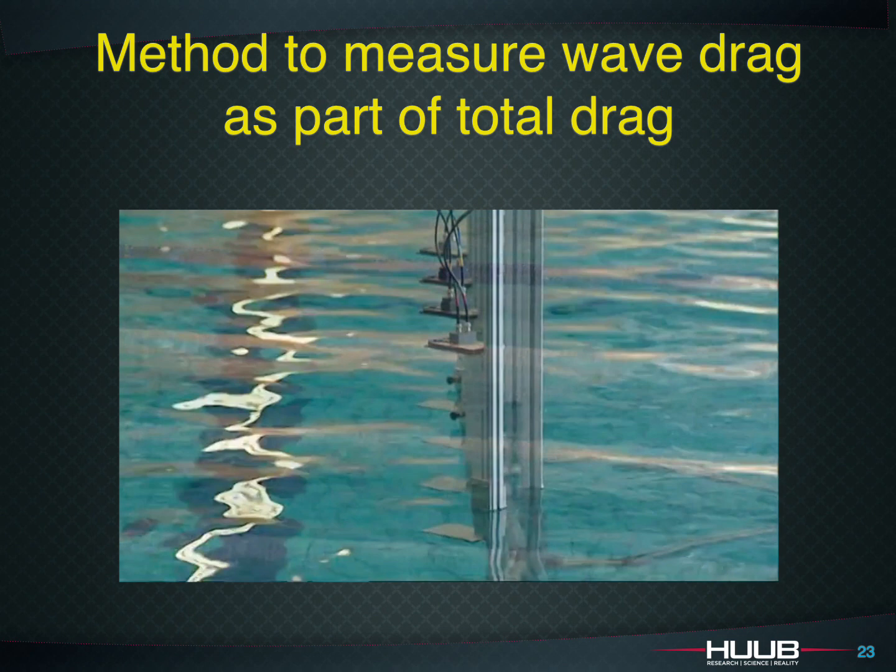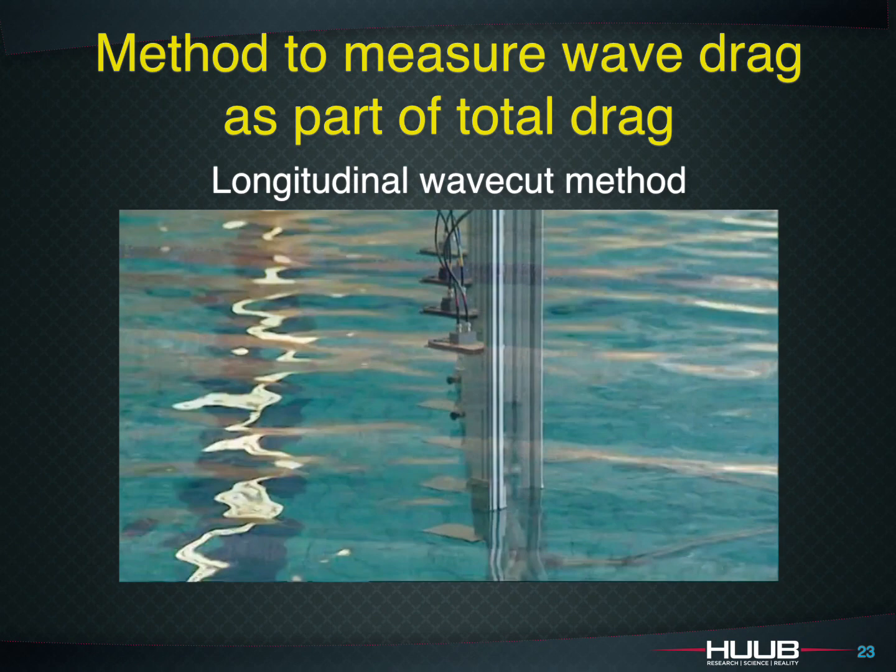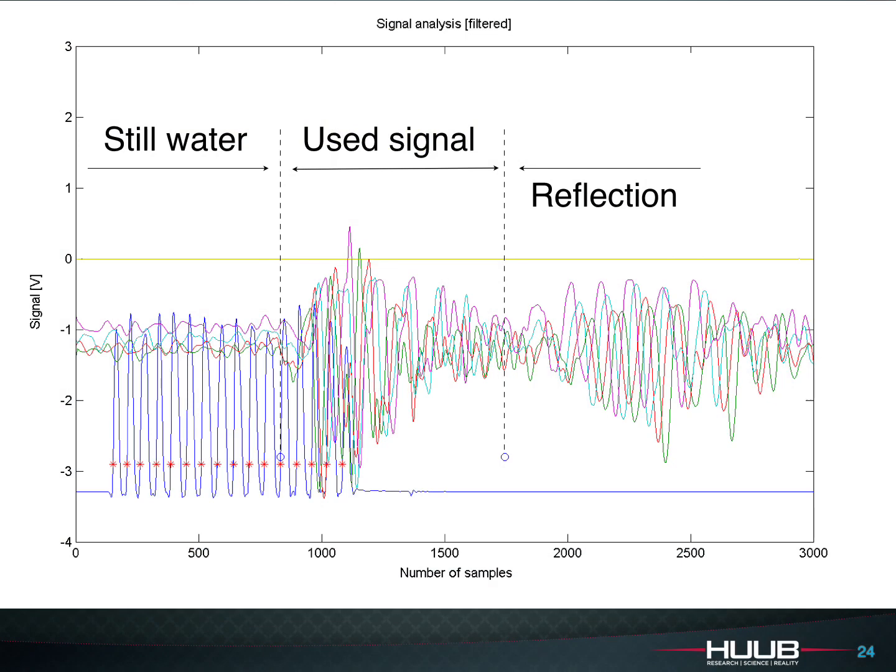And here you see that we measured wave height while they were swimming. So maybe again the impression of what's going on. Very fast swimming, enormous waves produced. We measured at the same time total drag using the mat system and measuring separately the wave drag. So that was the longitudinal wavecut method in action together with the mat system.